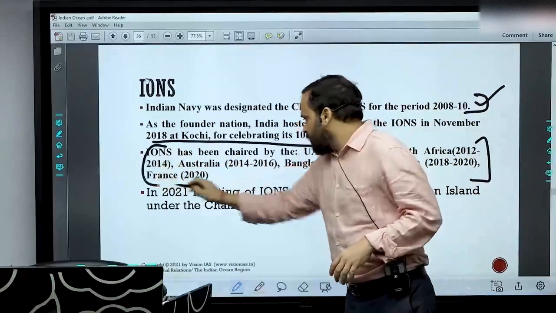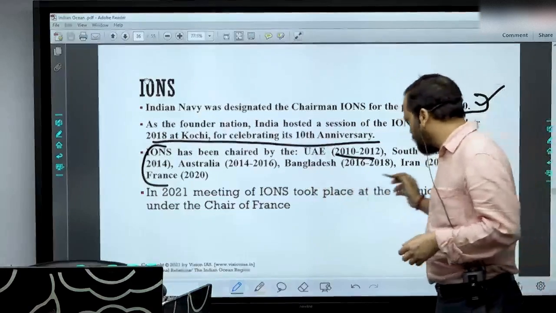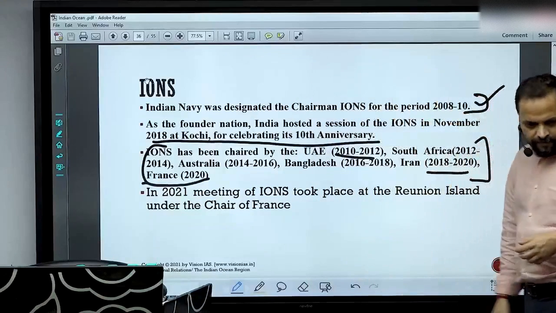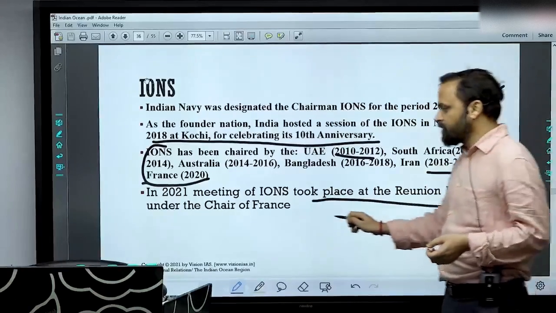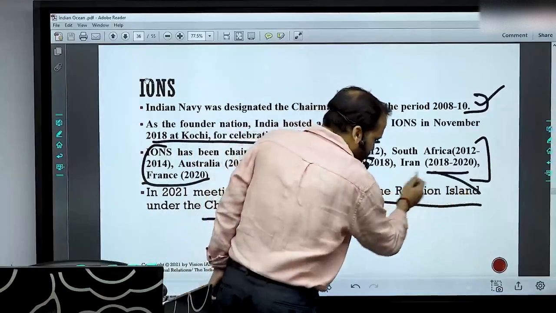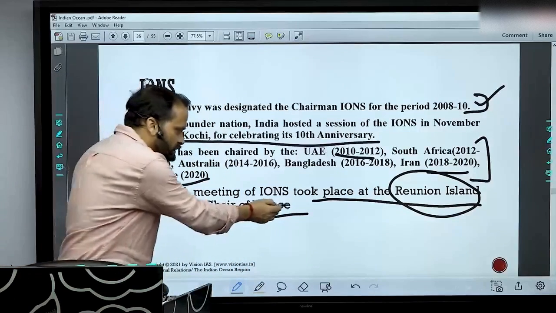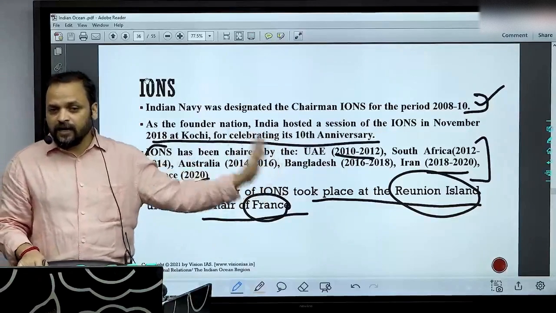IONS has been chaired by UAE after India, all right? So you may try and remember that immediately after India, it was UAE. But beyond that, Australia, Bangladesh, Iran, etc., not necessary, right? And then France and then Thailand, right? In 2021, the IONS meeting took place at Reunion Island because France was the chair. So when this information comes to you, what gets consolidated? There is something called Reunion Island. Reunion Island is in the Indian Ocean and it is the territory of France, right? It is not necessary that UPSC may ask where this took place.